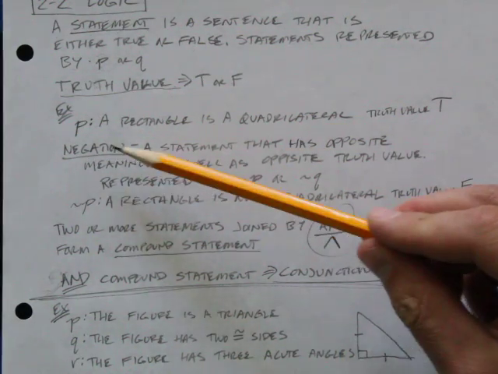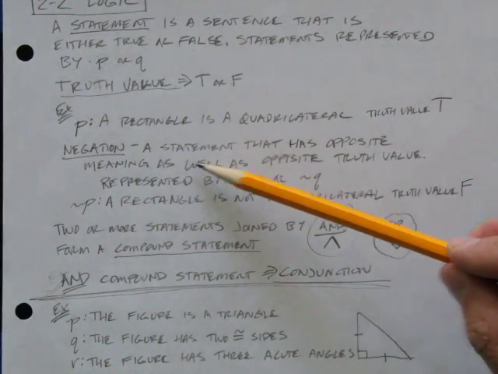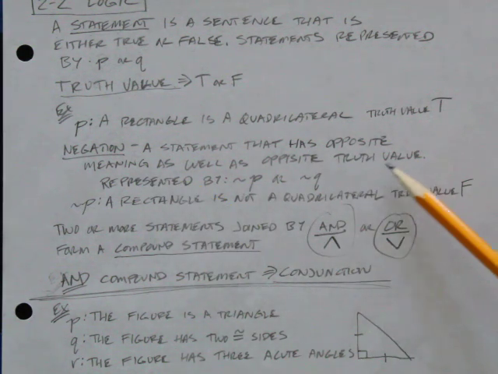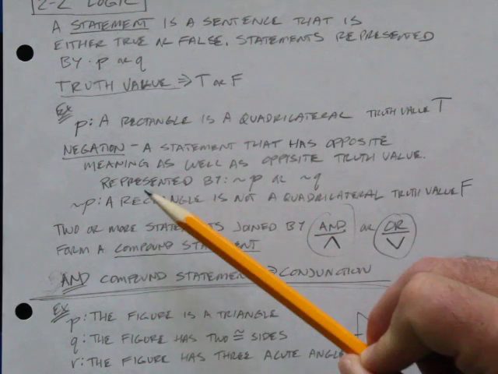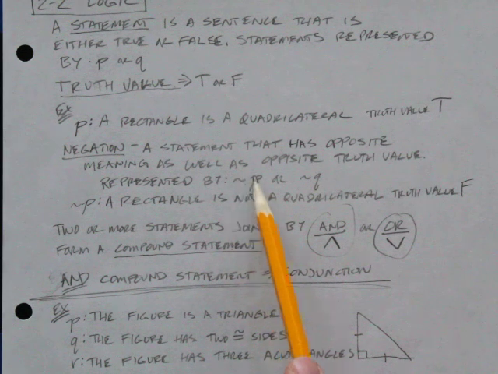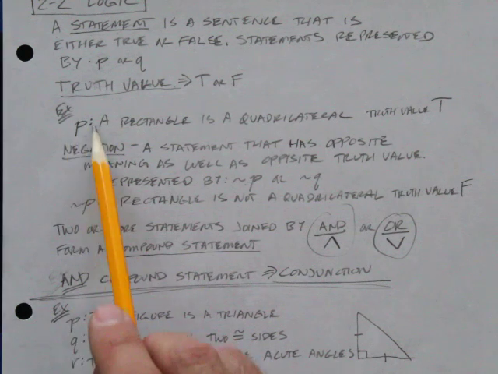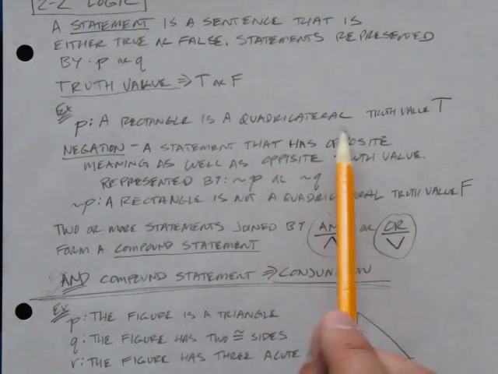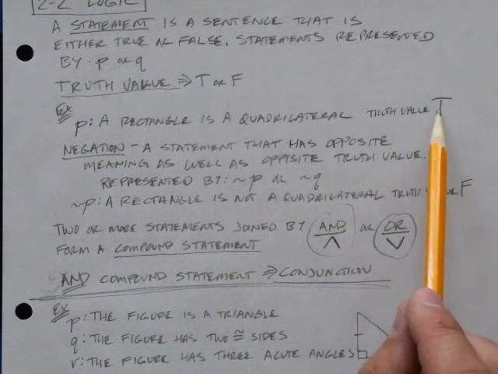Now, a negation is a statement that has opposite meaning as well as opposite truth value, represented by this squiggly line P or the squiggly line Q. The squiggly line means not. So when you see the squiggly line, it means not. So I've got my first statement here, which is P. A rectangle is a quadrilateral, and my truth value is T, it's true.